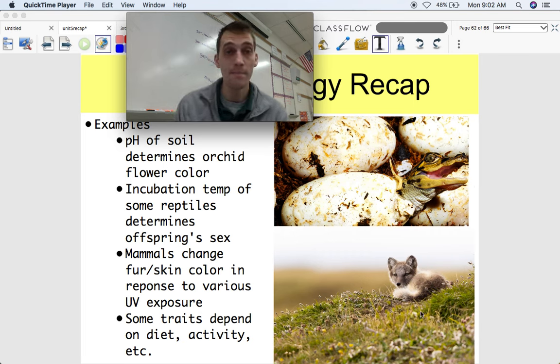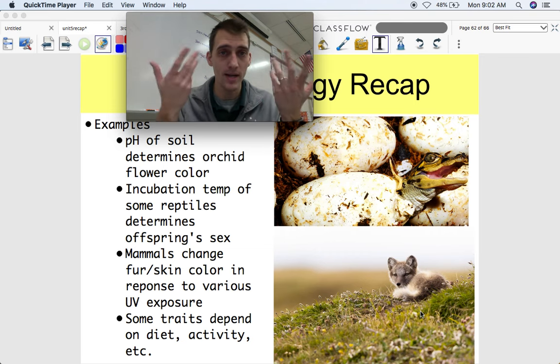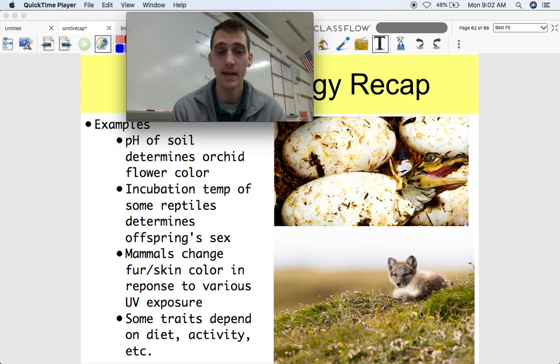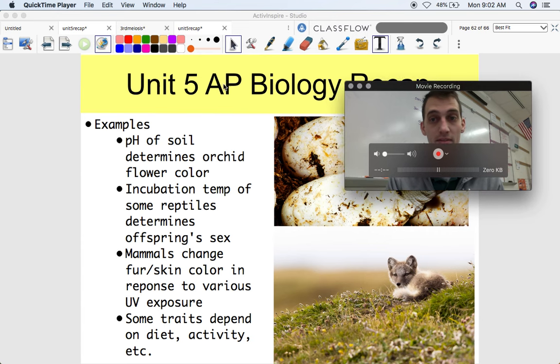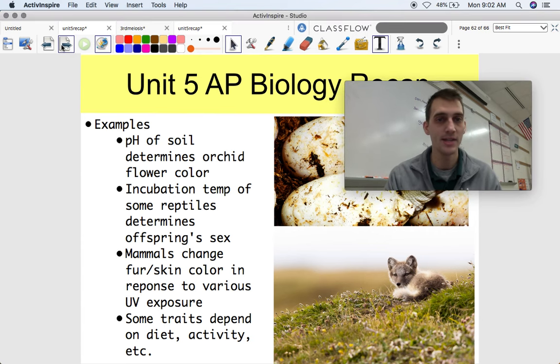Mammals, like the Arctic fox, are able to have different fur colors depending on UV exposure. Okay, same kind of thing with humans. We're mammals, right? Our skin colors change depending on UV exposure as well. Other factors are diet, activity, etc. That is also going to affect traits, not just genetics.